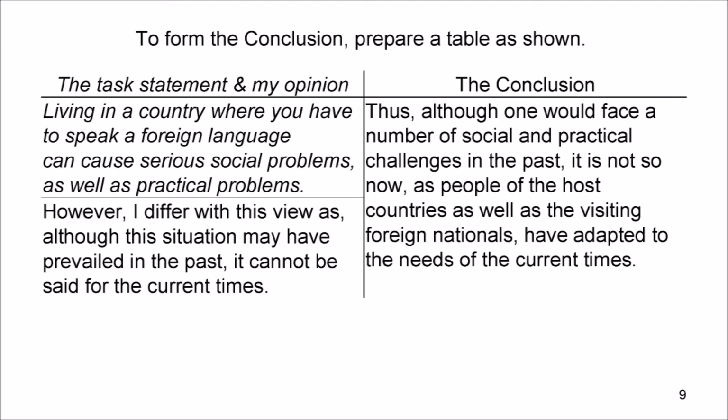To form the conclusion, prepare a table as shown. On the left, the task statement and my opinion. On the right, the conclusion. So to conclude, thus, though one would face a number of social and practical challenges in the past, it is not so now, as people of the host countries as well as the visiting foreign nationals have adapted to the need of the current times.